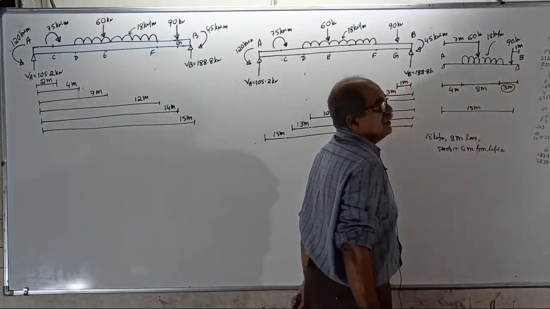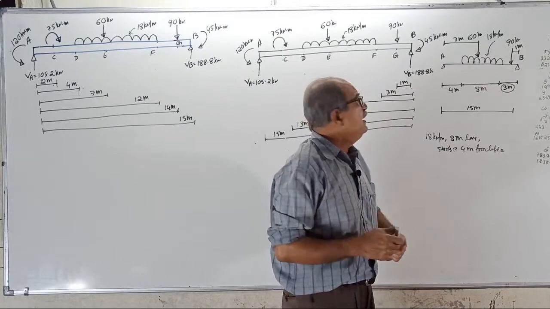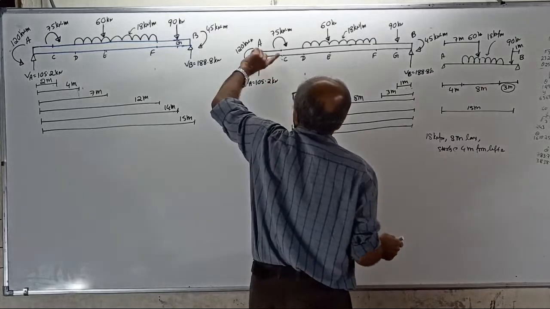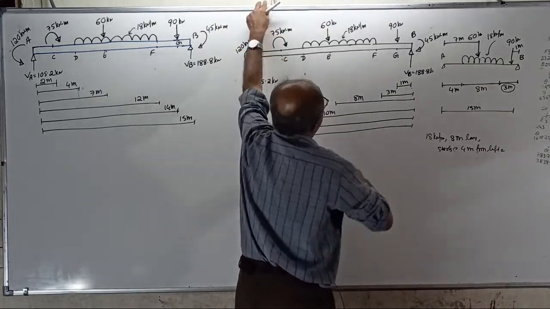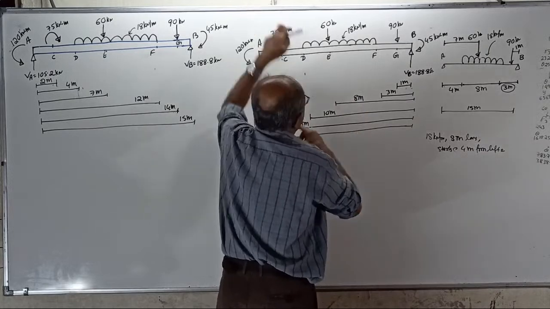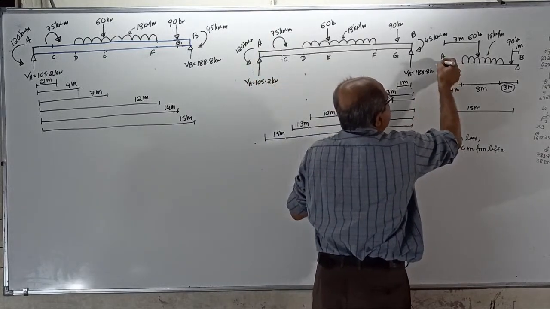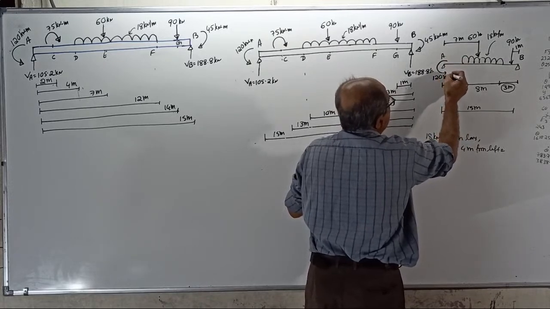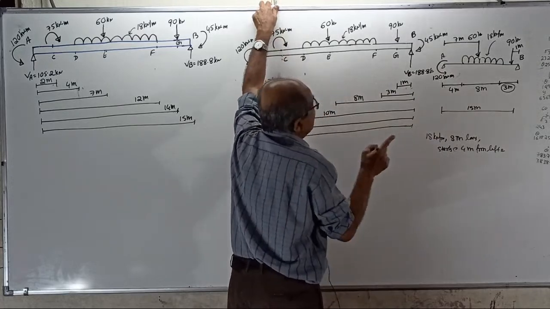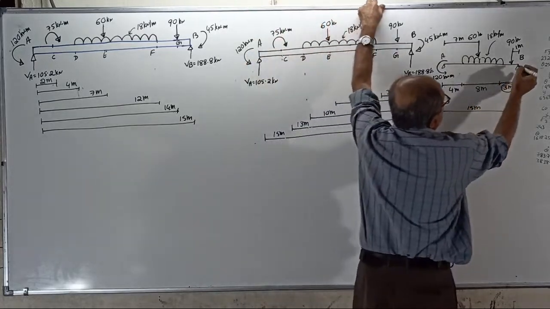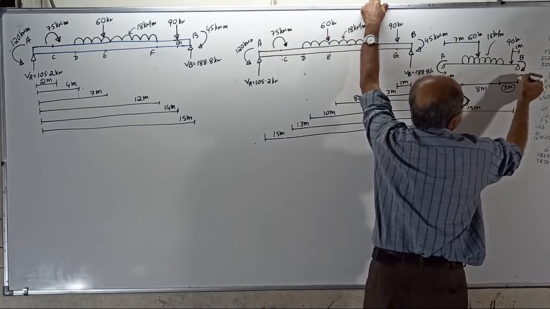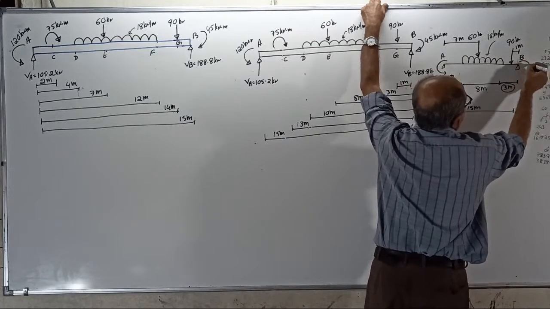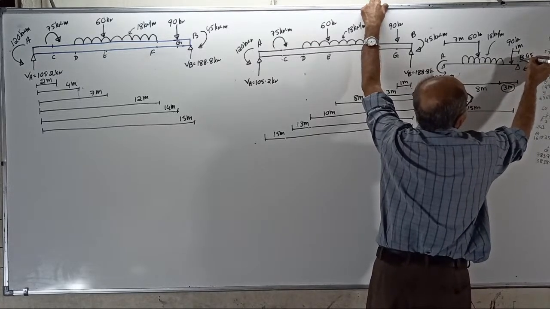Okay, now, not over. In addition, there are 3 couples. The first couple of 120 kN meter anti-clockwise at the left end. The second couple, a clockwise couple of 45 kN meter at the right end. I'll put it a little to that side, because I want to put the reaction.